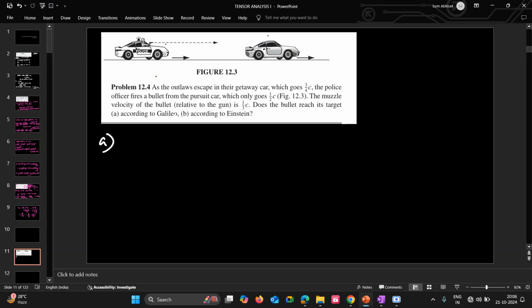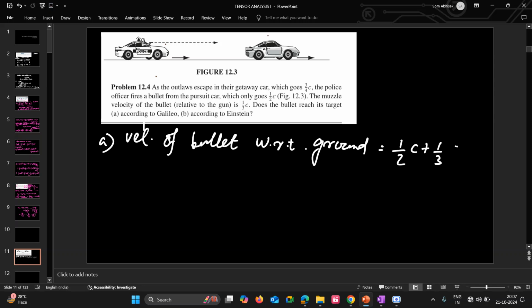So see, the velocity of the bullet, I will write it properly, with respect to ground. Velocity of the bullet with respect to ground is how much? According to Galileo, they'll be just simply added, right? Which is 1 by 3 plus 1 by 2. So 1 by 2c plus 1 by 3c. In the question, the module velocity is 1 by 3c and 1 by 2c. So this is your 6, and this is 5c by 6.